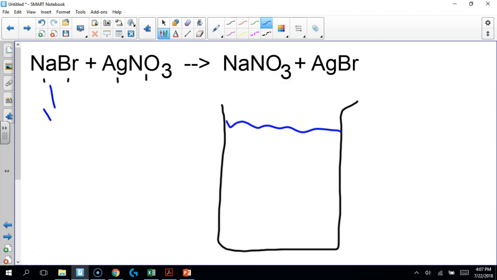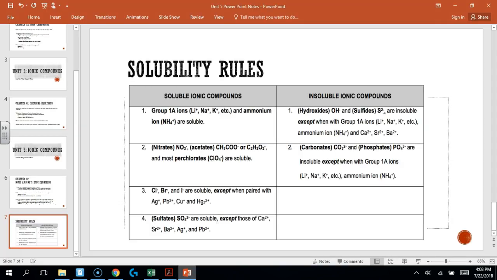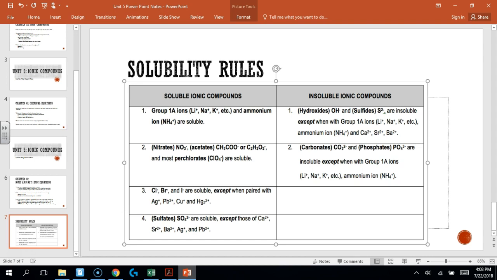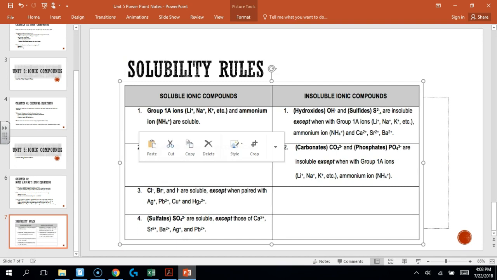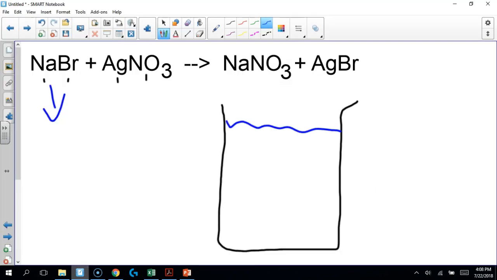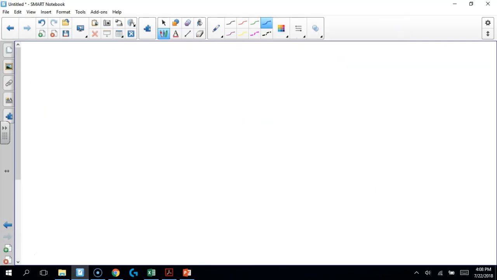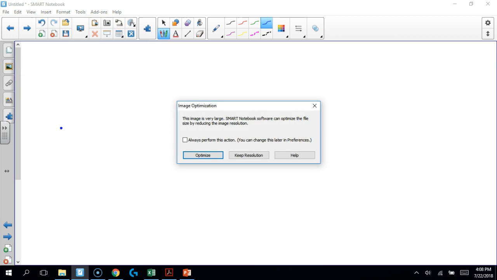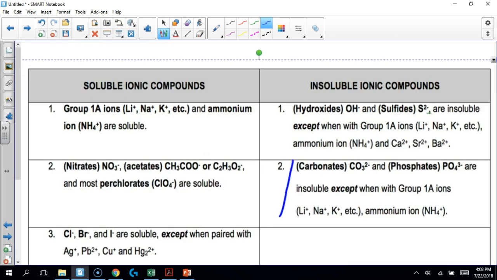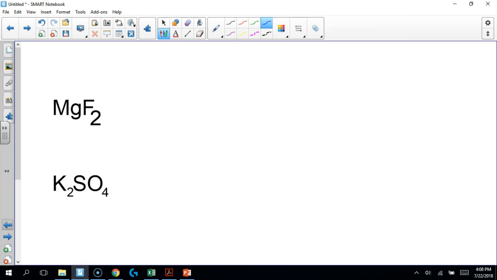And now sodium bromide, NaBr. Well, we can go here. Look, bromides are all number 3 here. I can't write on this. Copy. Let's see. Edit, paste, optimize. Okay. So you can see here bromides are soluble, except with silver, lead, copper, and mercury. Okay, so let's go back here.